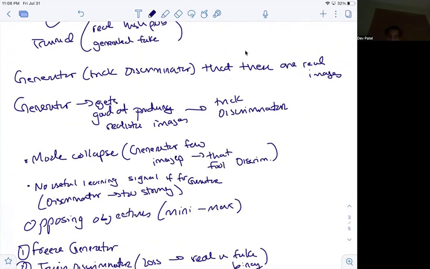As training progresses, the generator gets better at producing more realistic images. It gets better and better at tricking the discriminator, which is then trained, and the discriminator gets better at identifying real versus fake images. As the discriminator gets better, the generator gets better; as the generator gets better, the discriminator gets better. It's a feedback loop where as one gets better at its role, it benefits the other as well.